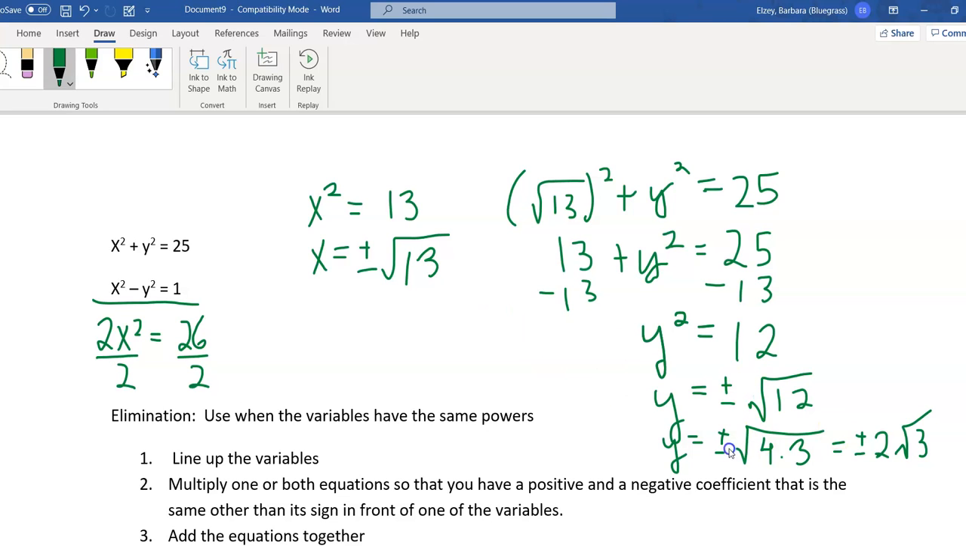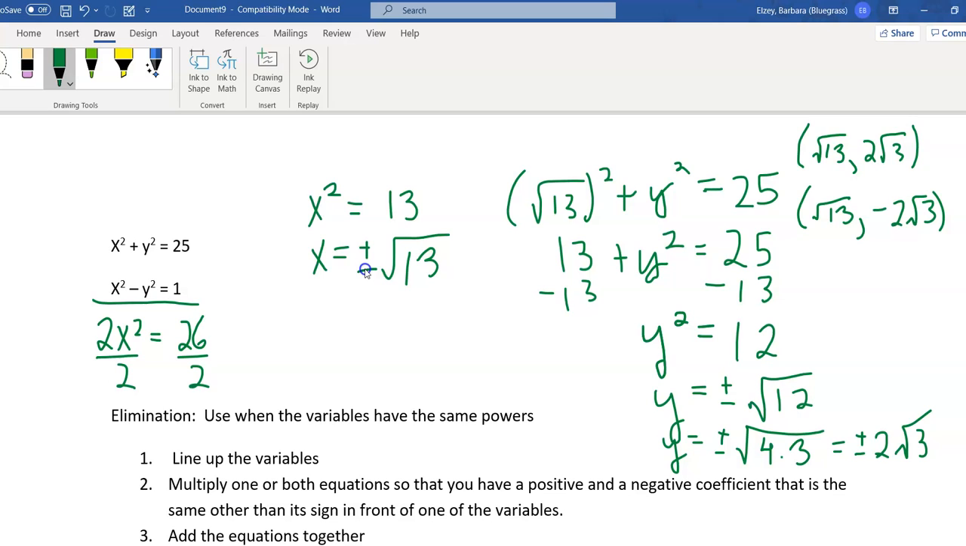All right, so let's notice that we got 2 y values when we put in 1 x value. That means there's 2 points here. We have an x value of the square root of 13 and a y value of positive 2 square root of 3. And we have an x value of square root of 13 and a y value of negative 2 square root of 3.